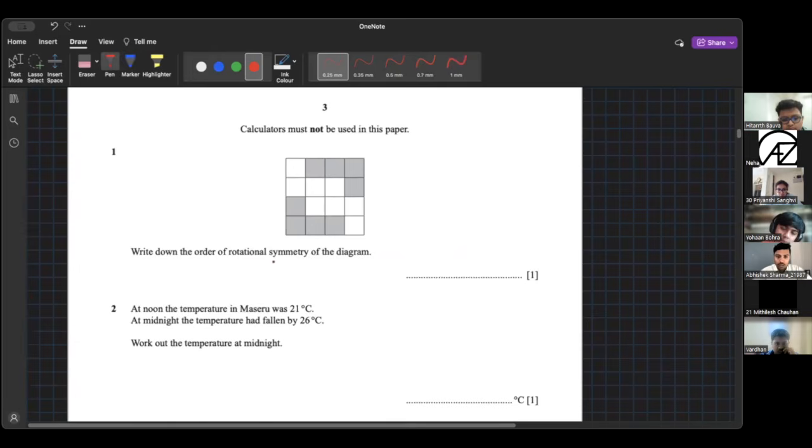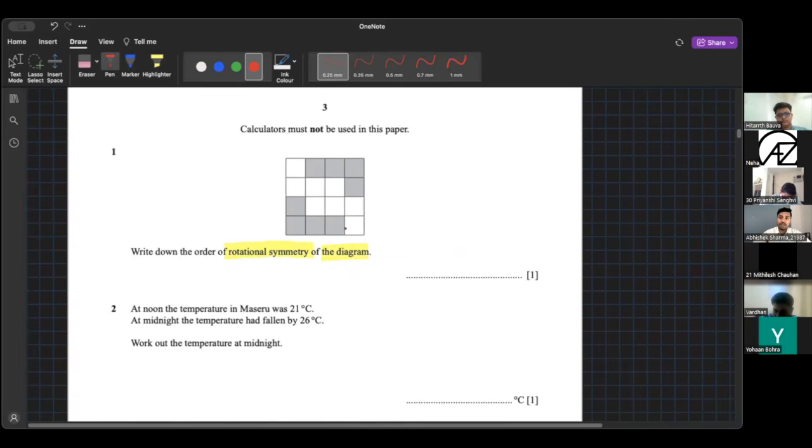Write down the order of rotational symmetry of the diagram. So this is a diagram. You can see that we have 4 gray square boxes at the bottom, 4 gray boxes at the top. We have to figure out the rotational symmetry for the diagram. So what is the rotational symmetry? Rotational symmetry is the number of times we get the same shape again when we rotate the shape through 360 degrees, or one complete revolution. So we can clearly see that if we rotate it by 180 degrees, we'll get the shape again, and if we rotate by 180 degrees again, we'll get the shape back again. So the rotational symmetry for this shape is 2, right?